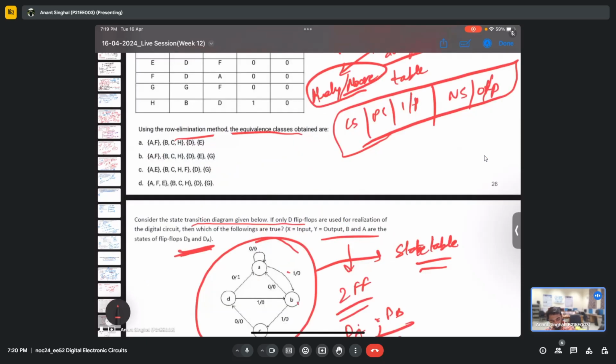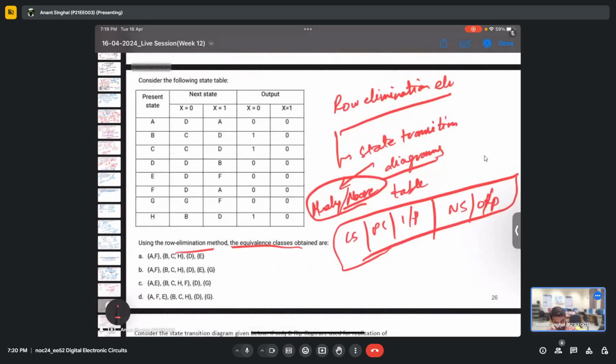So again, from week 10, you should be clear with the different types of methods. There are, I guess, hazards also, or not, I am not sure. Then you should know how to make a state transition diagram from the table, or how to make a state table from the transition diagram. These are very important concepts that you need to know.